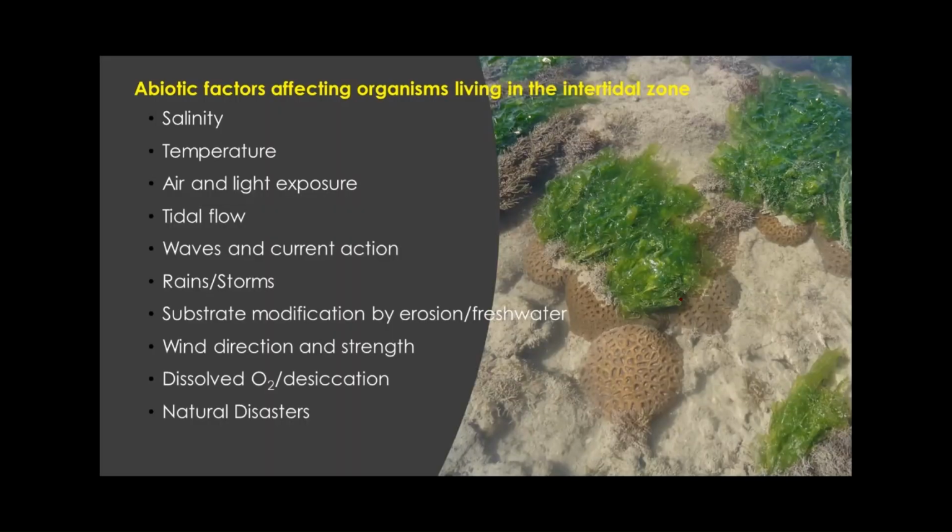Here, in a nutshell, we can say that salinity, temperature, air pressure, light exposure, tidal flow, waves, rainstorms, substrate modifications, erosions, wind direction, dissolved oxygen, and other natural disasters are mostly the factors faced by the intertidal organisms in this particular zone.